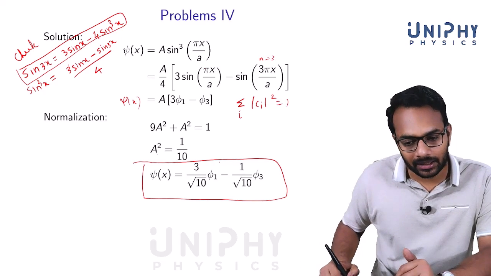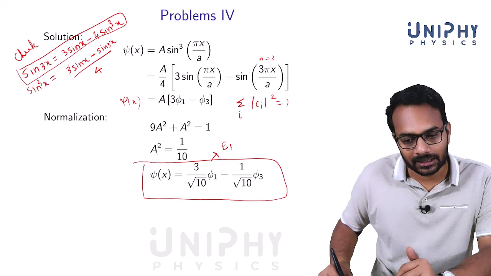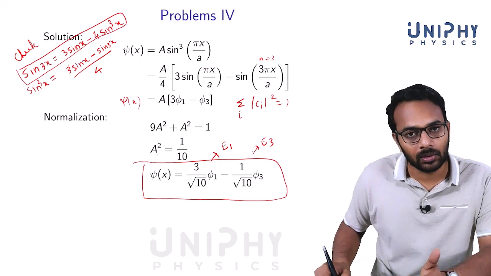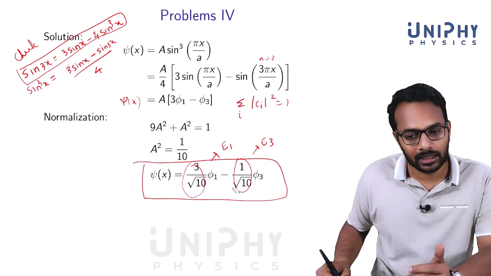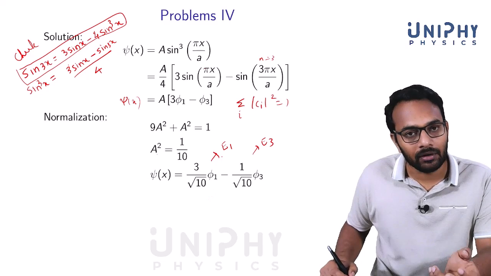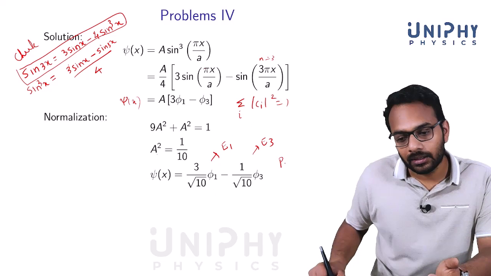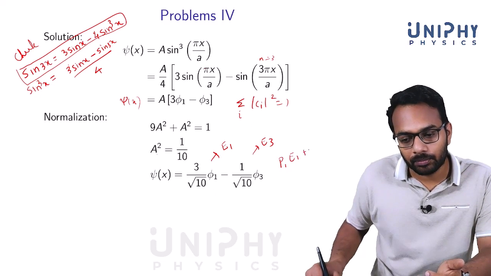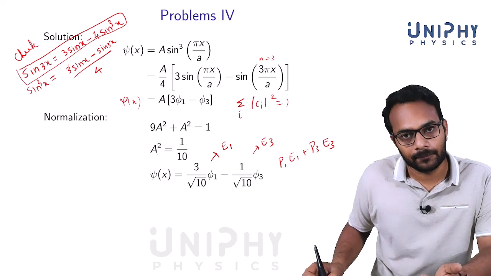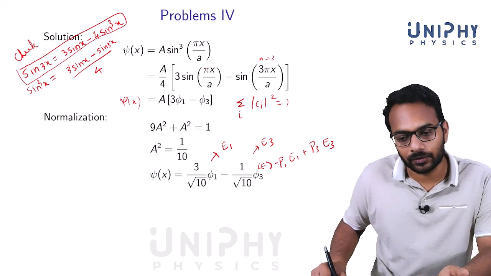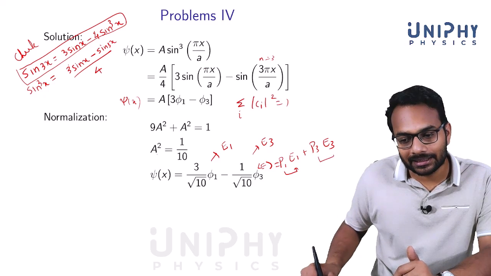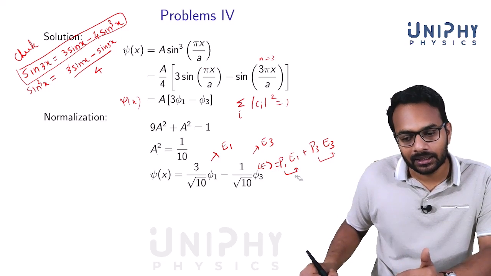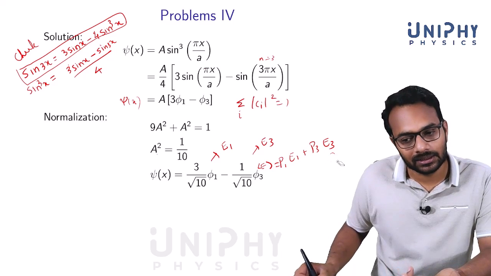Now again we know that the possible outcomes of energy values are E1 and E3, and their probabilities are 9 by 10 and 1 by 10. It's exactly as we saw before. So the average value is again P1 E1 plus P3 E3. This is the definition for the average energy. If P1 is the probability for measuring energy value E1 and P3 is the probability for measuring energy value E3, then the average value is simply P1 E1 plus P3 E3.